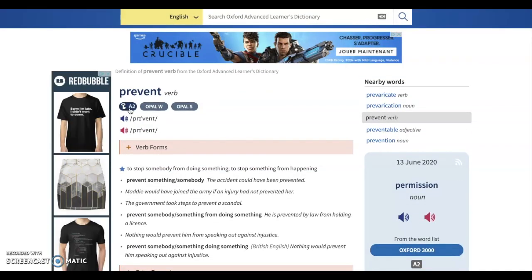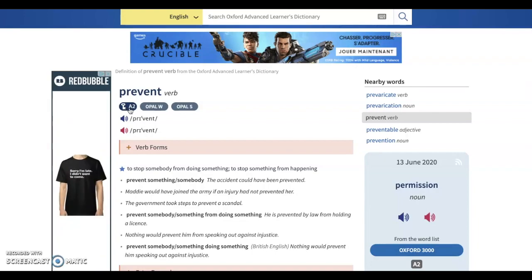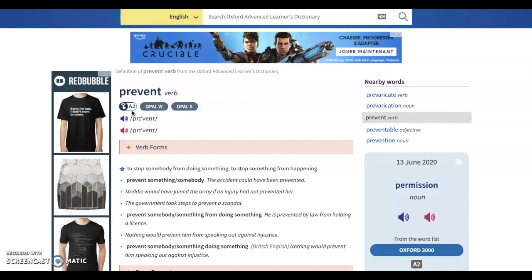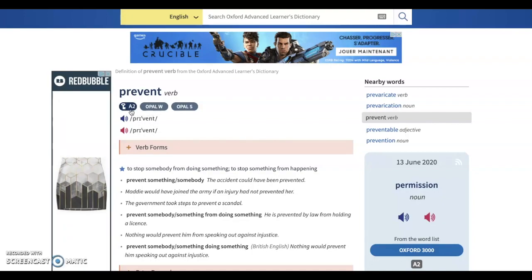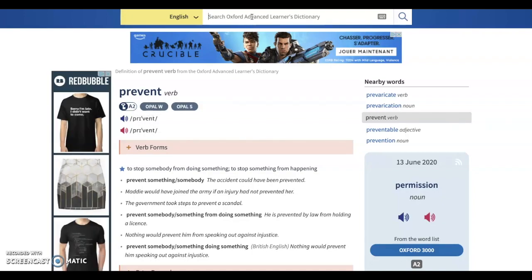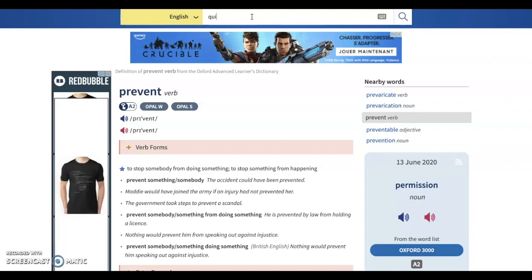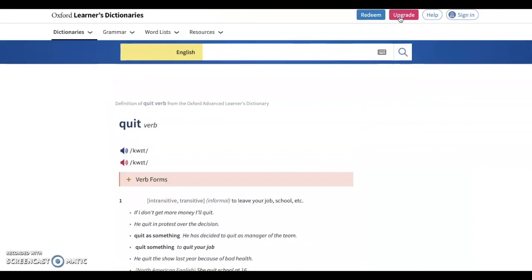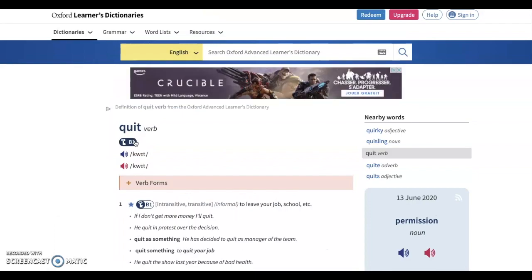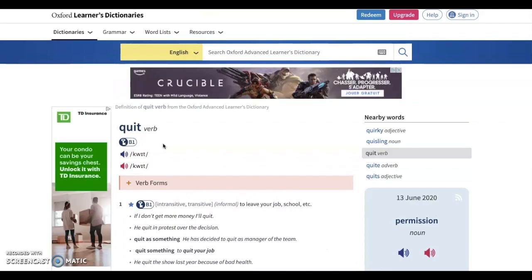As you can see, prevent is an A2 level verb, meaning that it's a bit more advanced compared to stop. How about quit? Let's look up this verb. Quit is B1. So you're more likely to hear the verb quit from someone who is from the B1 or pre-intermediate level. Let's keep going.